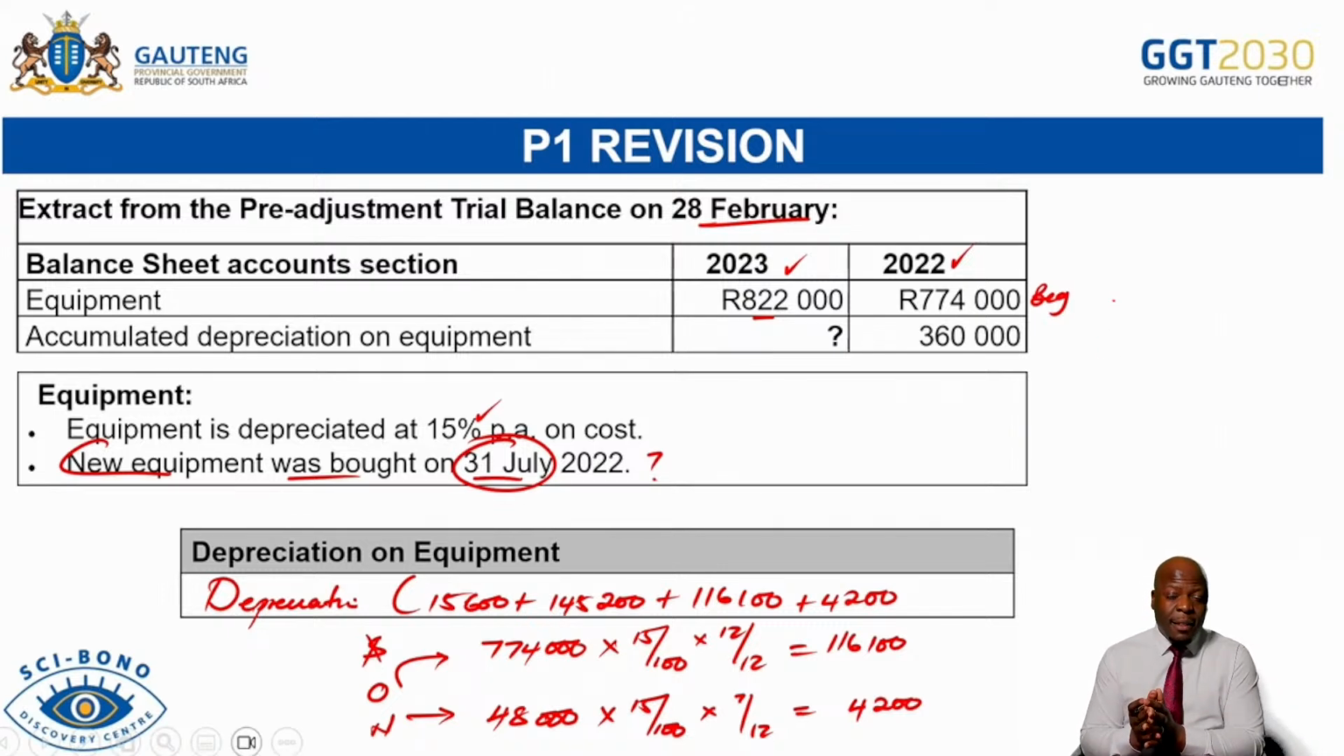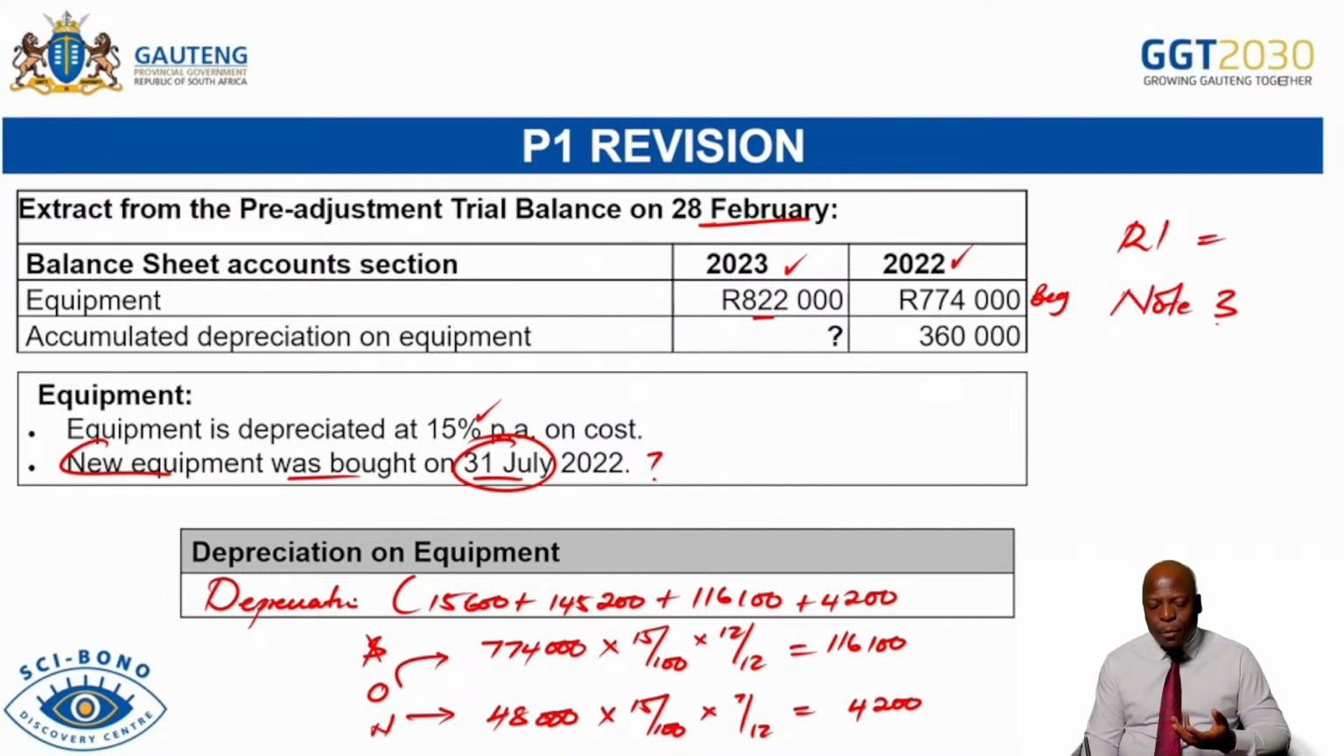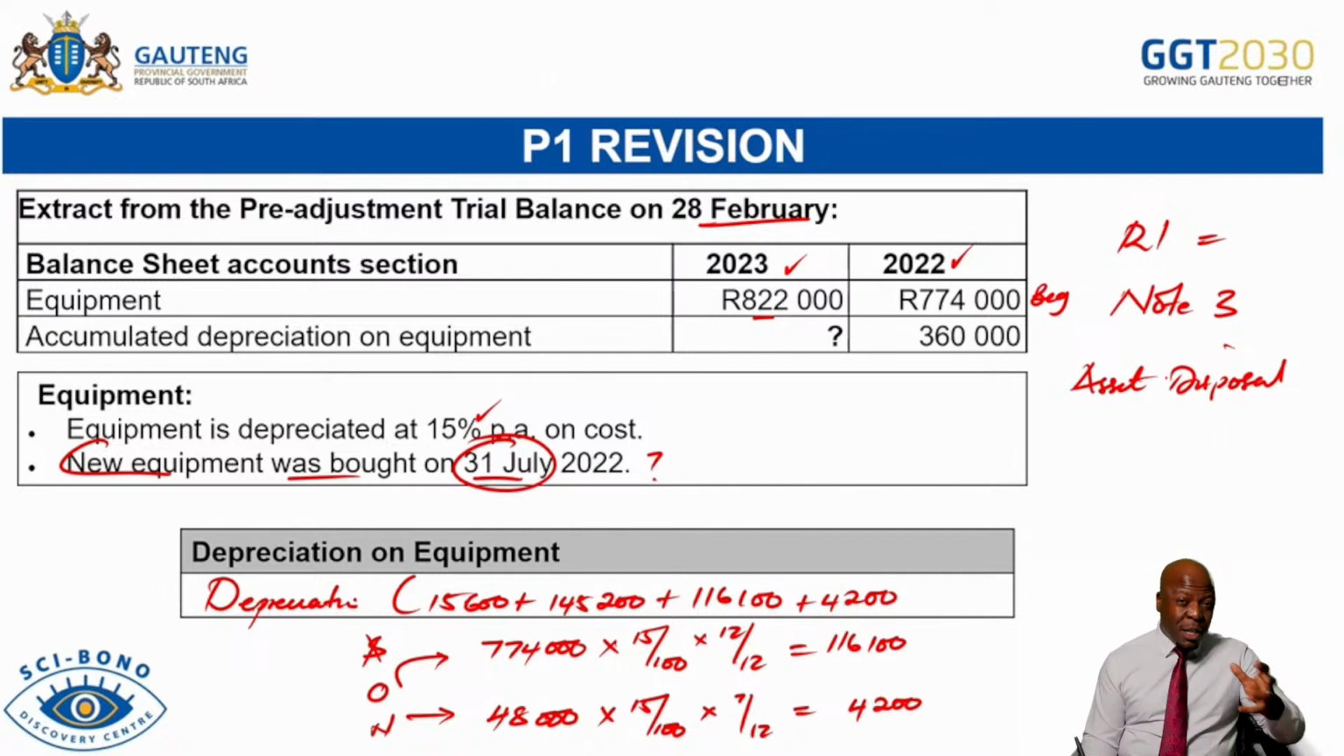I want to emphasize that you must go and look again at the R1 residual value principle. Please do take time to also look at your note number 3, and also expose yourself to questions that involve the disposal of an asset, where an asset has been disposed. We've done one in here. So expose yourself to such questions as you prepare for the exam. And also know how to take amounts from either your note 3 or from these calculations onto the statement of financial position. That is of great importance.